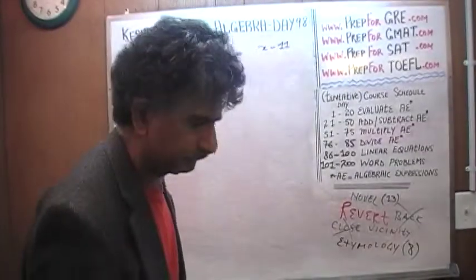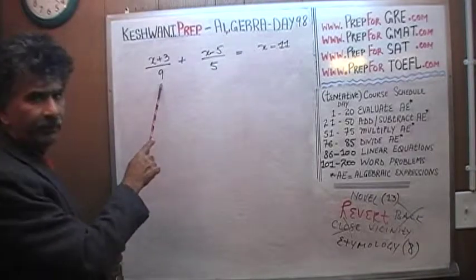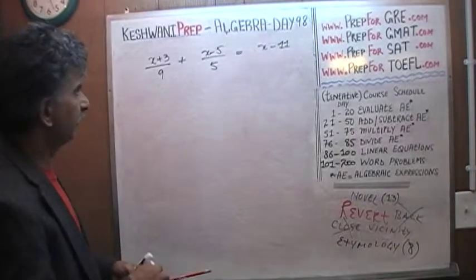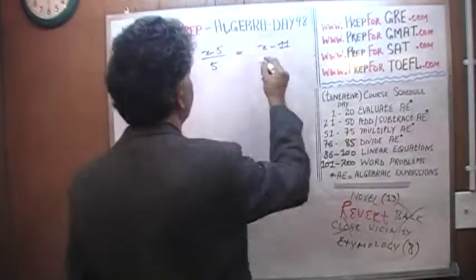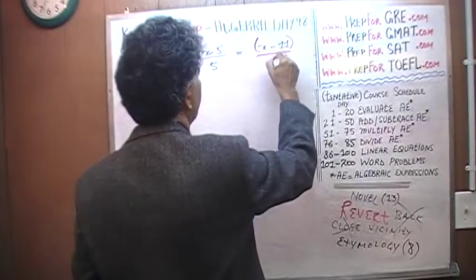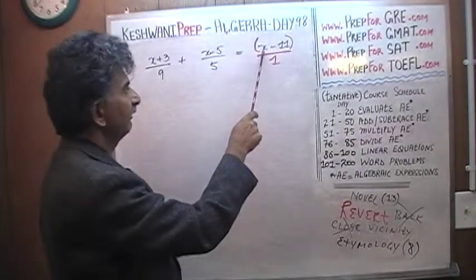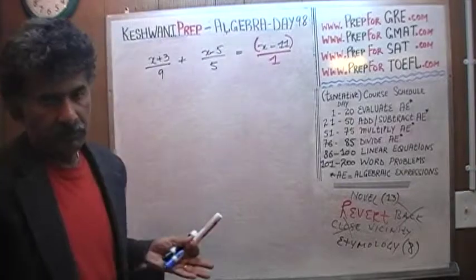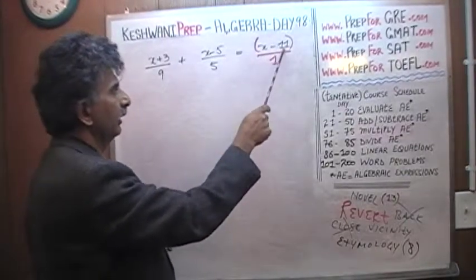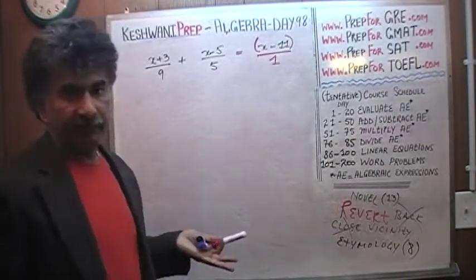First thing first. We notice that this term has a denominator of 9. This term has a denominator of 5. And if it makes it easier, let's pretend this entire thing as one term. This term has a denominator of 1. Even though technically speaking, this x is by itself and 11 is by itself, we can still speak of the fact that x has a denominator of 1 and 11 has a denominator of 1, because 11 is just 11 over 1. So they all have different denominators.